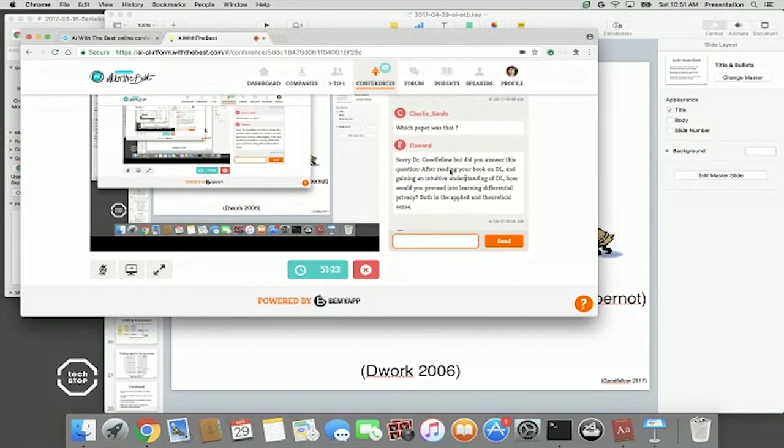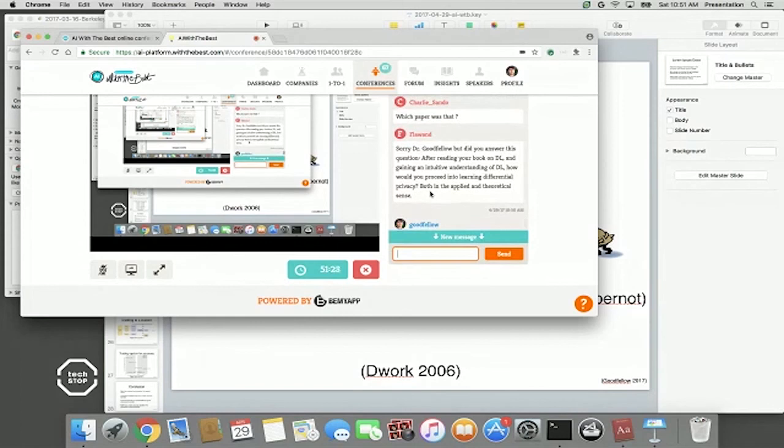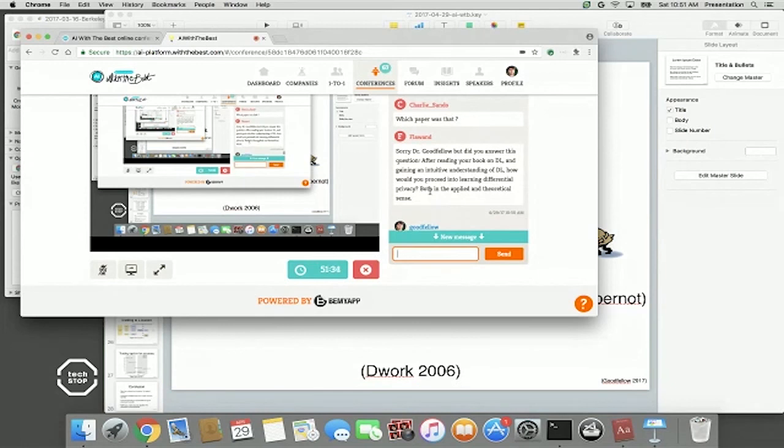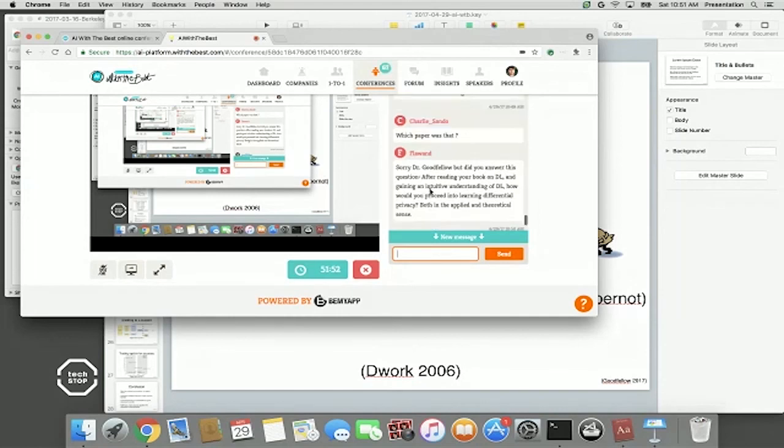And someone asks, how would you proceed to learning about differential privacy, both in the applied and the theoretical sense? At the moment, I don't know of a great universal introduction to differential privacy. I don't know of a textbook that would tell you how to do deep learning with differential privacy. I'd suggest maybe reading the paper that I linked to. And you could also download our code. It's actually open source, so you could tinker with it and see how things like changing the number of teachers affects the performance and so on.